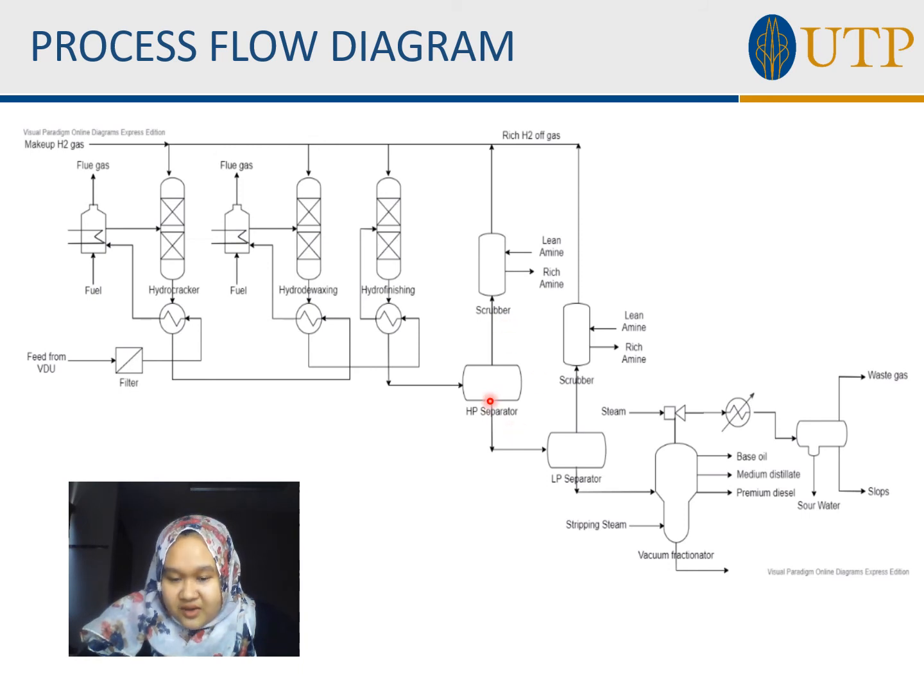And for the liquid, it will go through another separator, which is a low pressure separator. From here, the same process will occur for the gas, which will go through a scrubber to separate the hydrogen and recycle it back to the reactors. However, the liquid will go to a vacuum fraction distillation and produce base oil. So from here, we can get our base oil, which is our group 3 or 3 plus product.